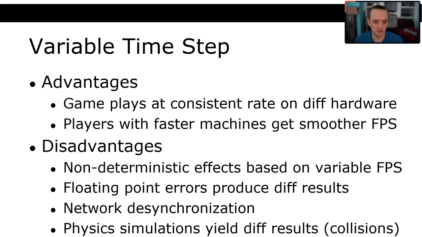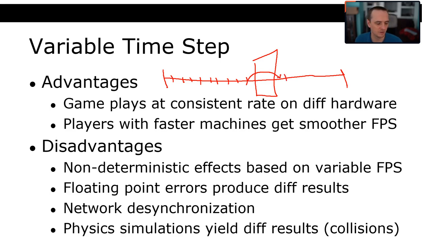If I had a network desynchronization, that could be caused by this. Physics simulations could yield different results, right, with collisions and stuff. So for example, let's say I had a big obstacle right here, and my bullet is flying along at some predetermined rate, which means that it can't pass through this obstacle. Then we get some lag here, and now my thing is over here, it could skip through the wall, right? And so this is one possible solution, but it's not a solution that you should probably use in all cases.